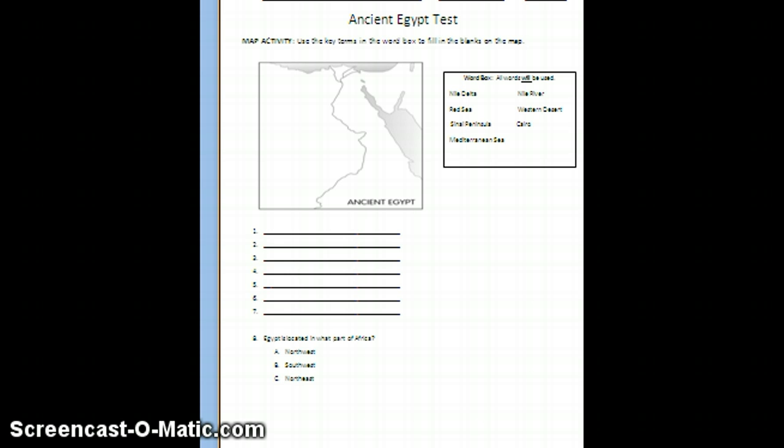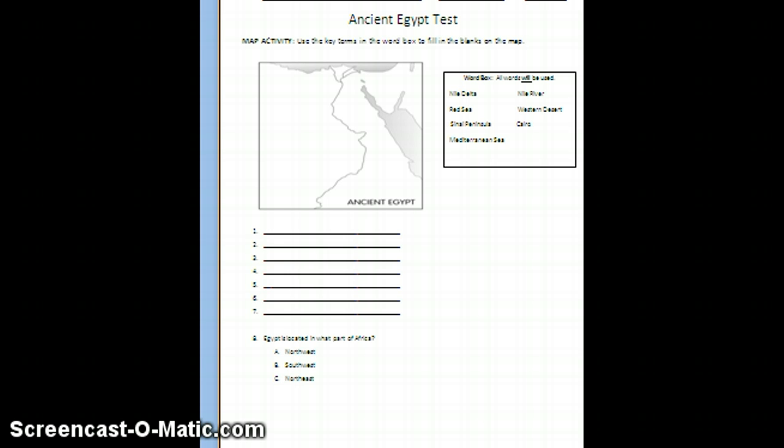23. Why were the pyramids built? A. To show how amazing the Egyptians were. B. To create a tomb for pharaohs. C. To create a structure that would later be visited by tourists.